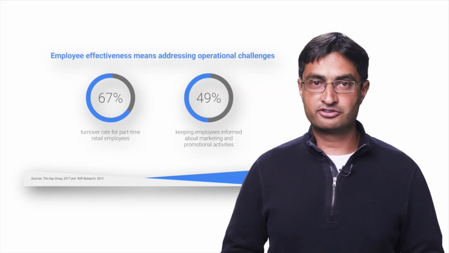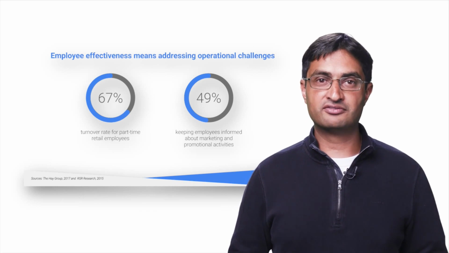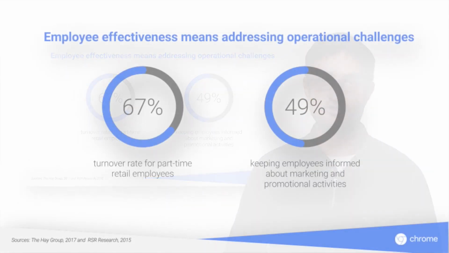So a few of the things that we found: employee effectiveness means addressing operational challenges. There's a 67% turnover rate for part-time retail employees, and so you're constantly training new people as they come in. And in addition to that, 49% of the stores that we surveyed say that they struggle with keeping employees informed about marketing and promotional activities, especially as these activities change on a very frequent basis.